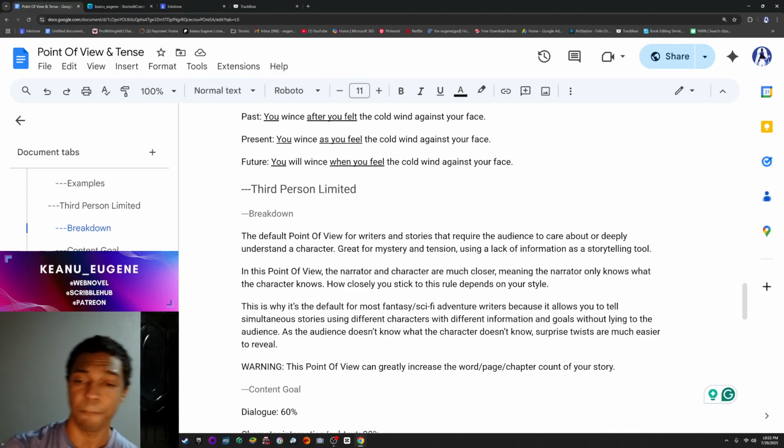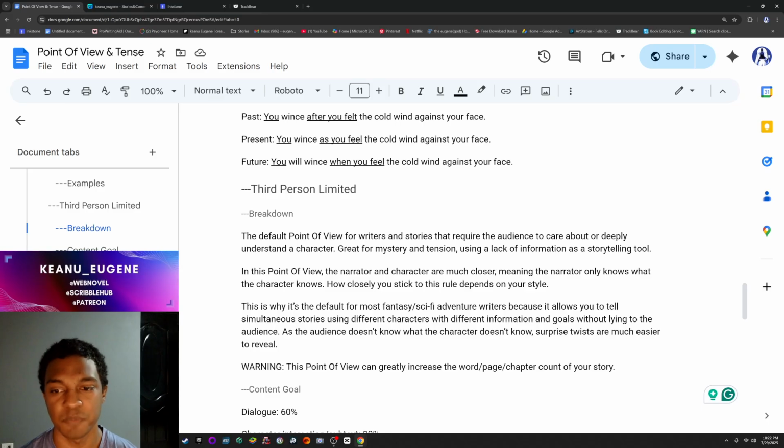The breakdown says, the default point of view for writers and stories that require the audience to care deeply about or understand characters. Great for mystery and tension using a lack of information storytelling tools. Similar to first person in that regard, right? But the difference is happening in the second paragraph here.